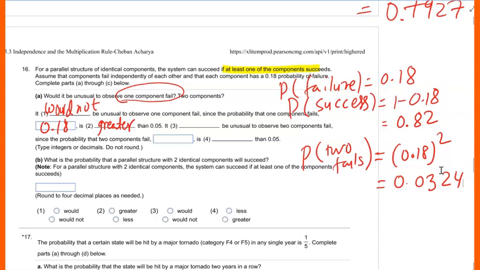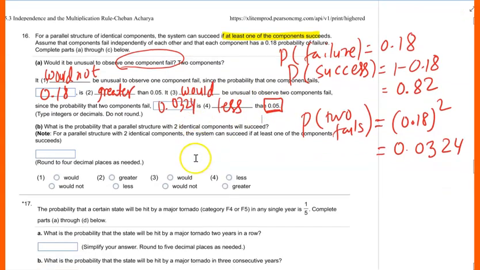Therefore, for two components, it would be unusual to observe two components fail, since the probability that two components fail is 0.0324, which is less than 0.05. Okay, that's the first part of the question.